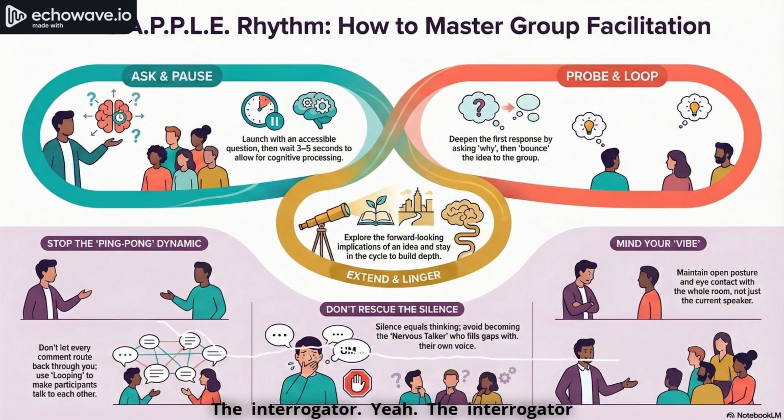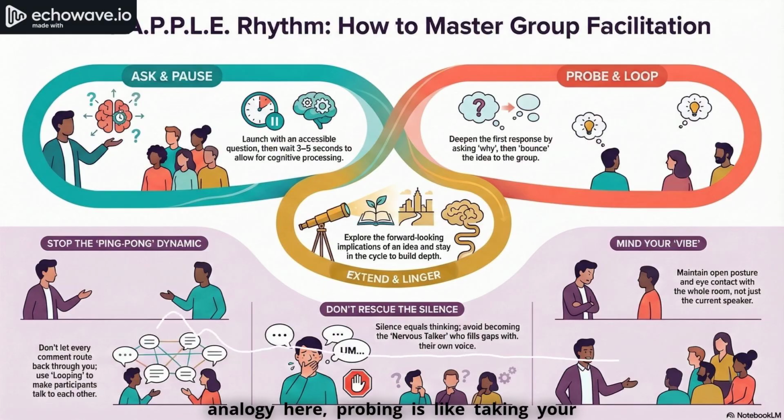Oh, the interrogator. Yeah. The interrogator treats a discussion like a rapid-fire cross-examination. They get an answer, they fire another question at a different topic, they get an answer, they pivot again. The participants just feel like they're dodging dodgeballs rather than building an idea. Exactly. Probing slows the tempo down. It treats an answer as a conversation starter, not a finish line.